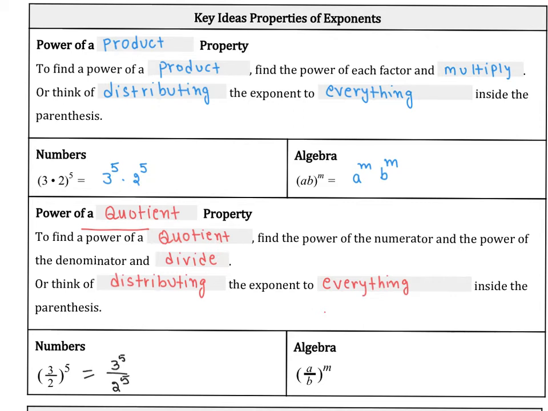So you're going to distribute this 5 to 3 and to 2. So it's 3 to the power 5 over 2 to the power 5. And similarly in the other example, this is going to be a to the power m over b to the power m.